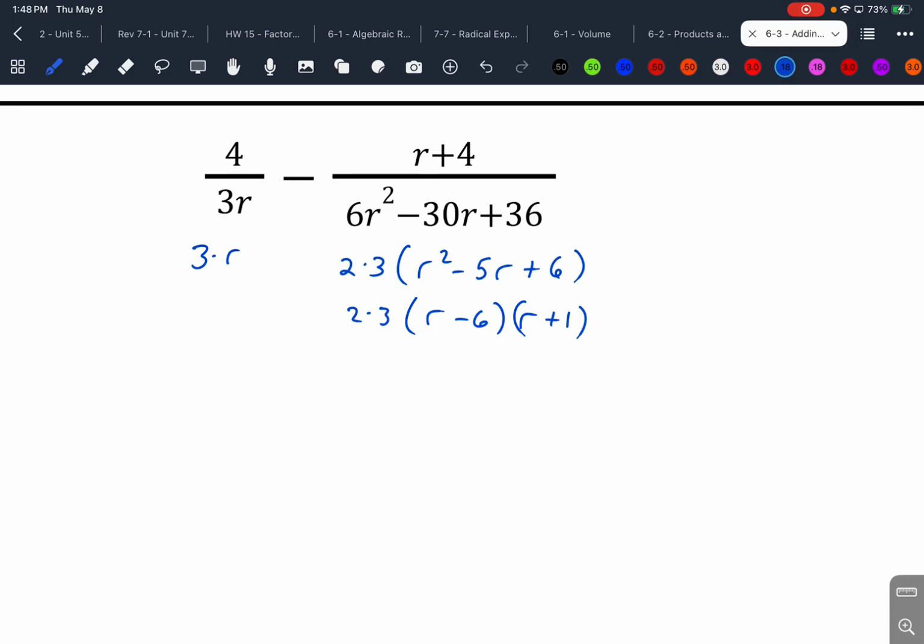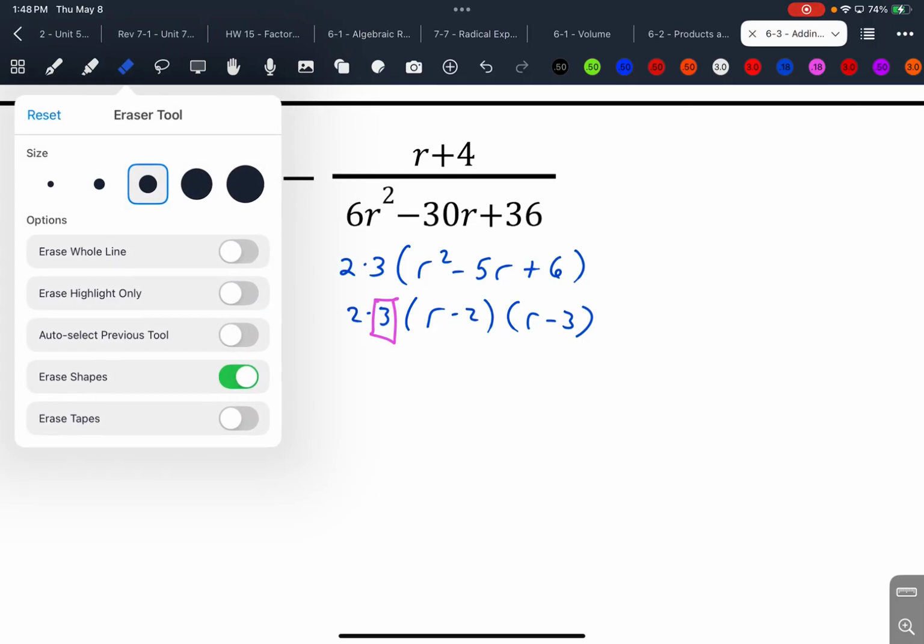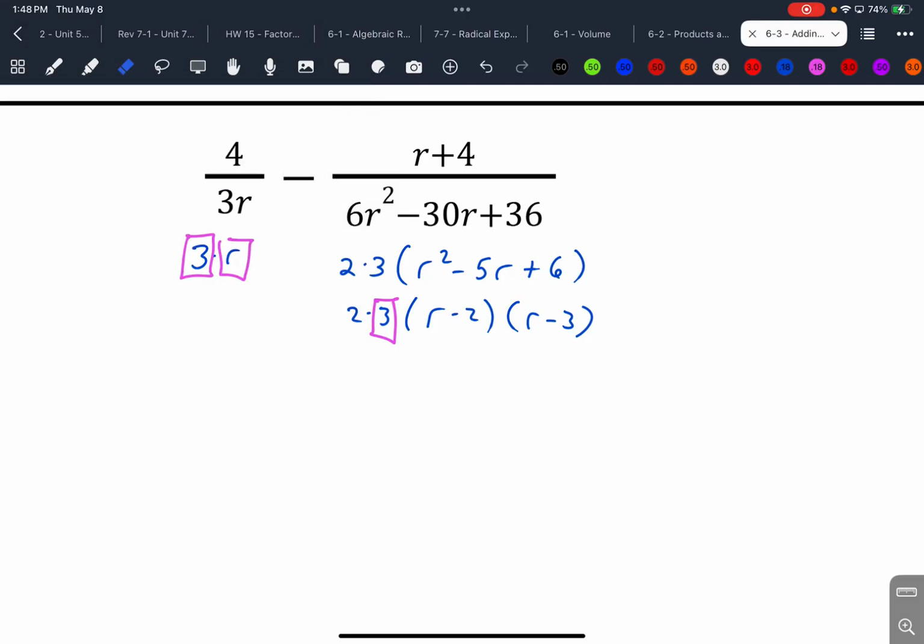I did that wrong. Positive 6 that add to negative 5 is r minus 2 and r minus 3. So what we have in common is a 3, let me do this the same way, a 3 and an r. We don't have the r in common, sorry. So we have a 3 in common. That's it. And that's kind of gross.